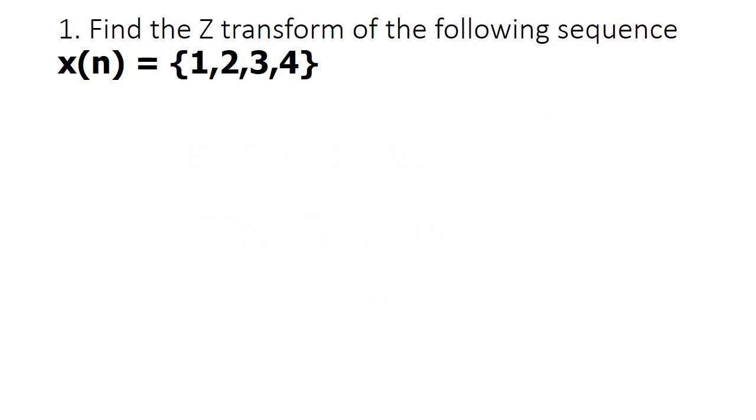Now we are going to calculate the Z transform of the following sequence. Sequence given is x of n is equal to 1, 2, 3, 4. Here the first data corresponds to the time index n equal to 0, followed by n equal to 1, n equal to 2, n equal to 3. Let us see the solution now.